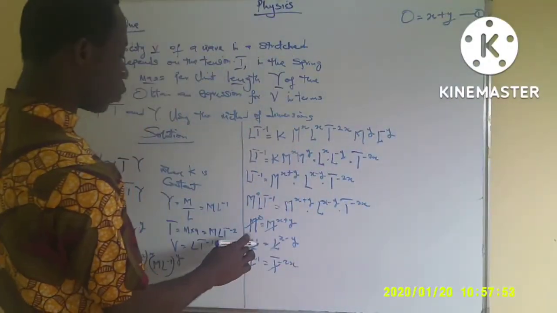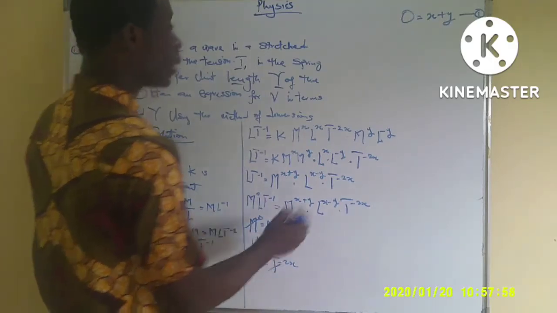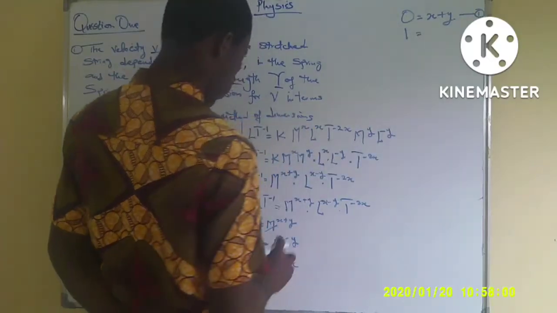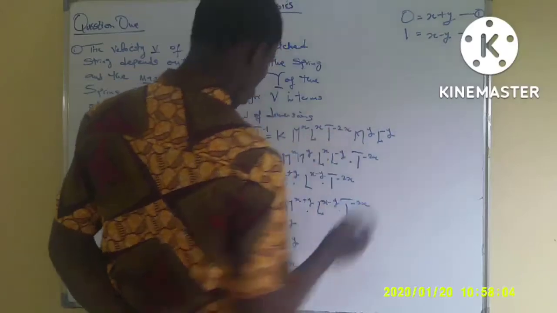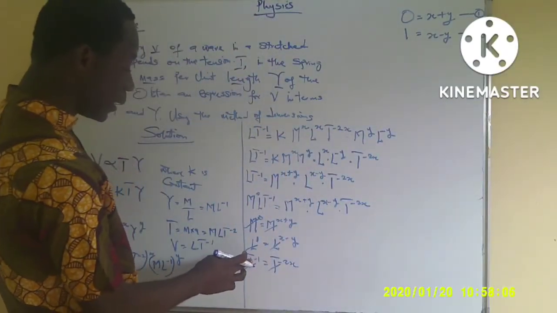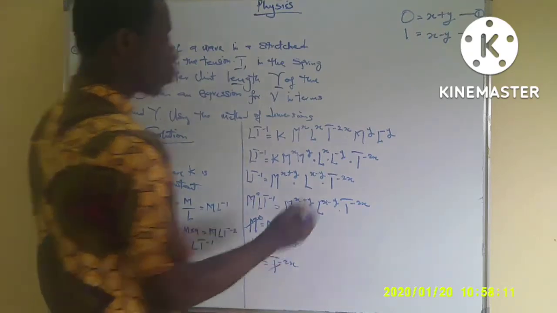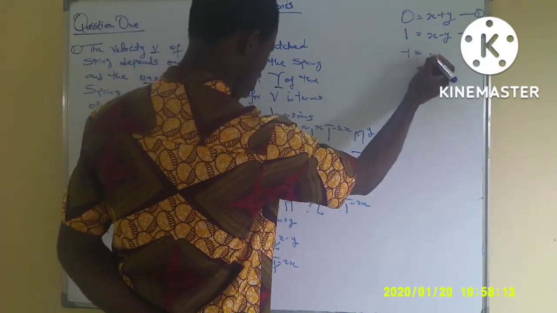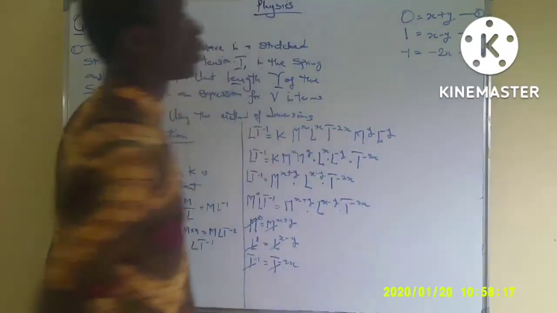Then the next one we are left with what? 1. Remember this l is power 1. When it cancels each other, it becomes 1 is equal to what? X minus y, equation 2. Then next one, the t has cancelled each other. The value left is what? Minus 1. So we have minus 1 is equal to what? Minus 2x, equation 3.